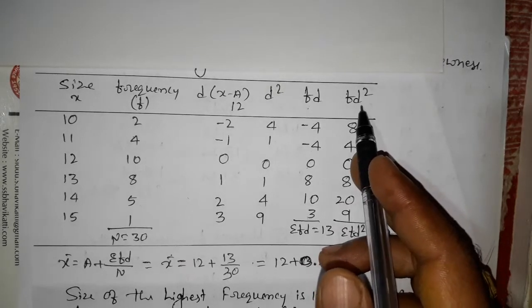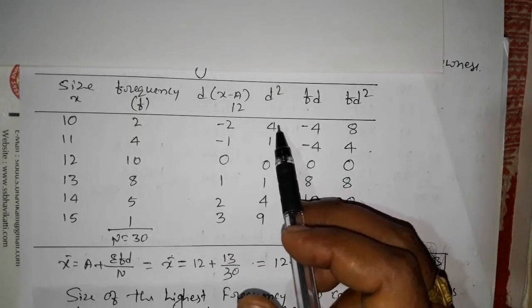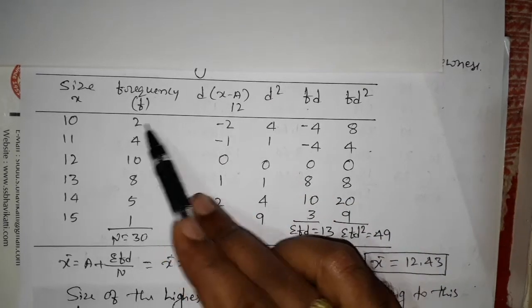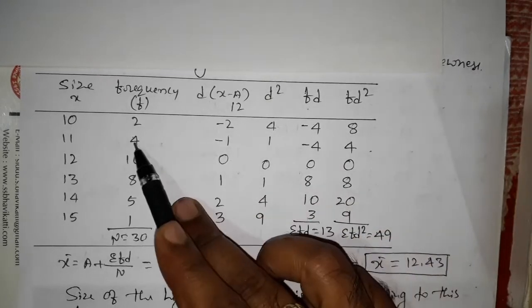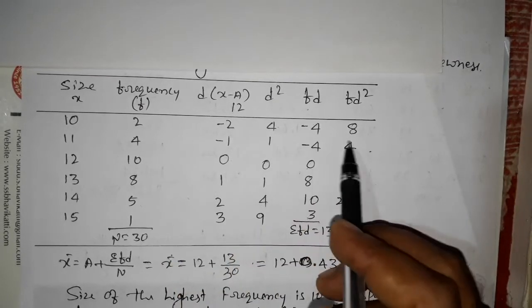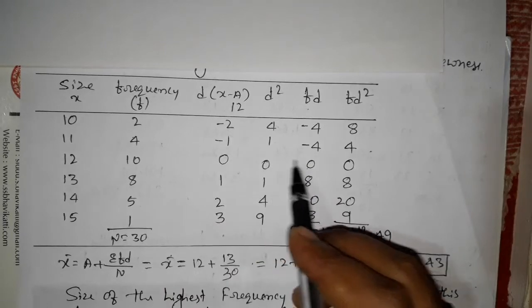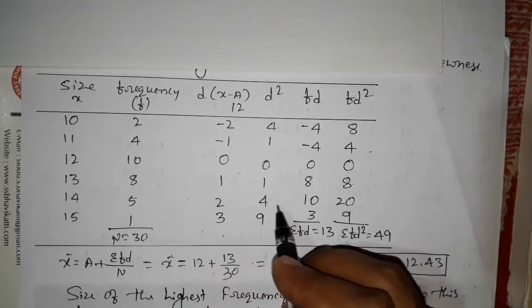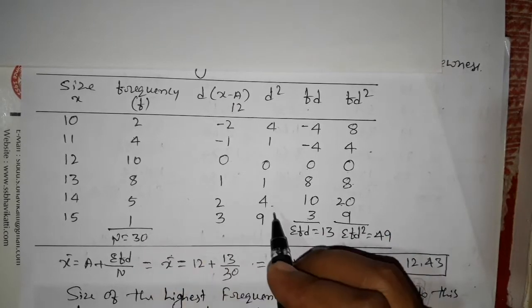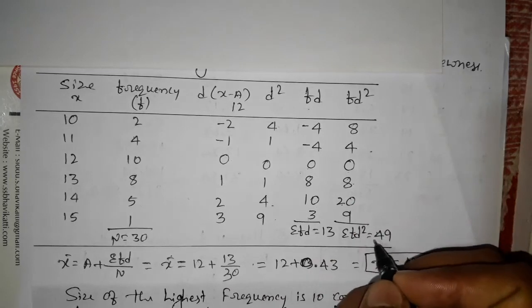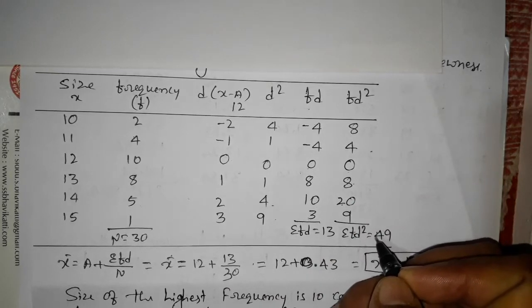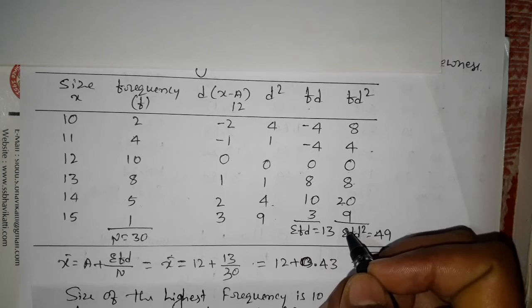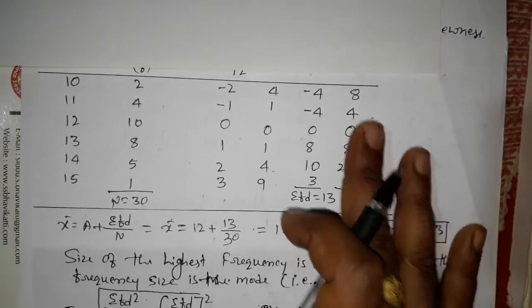Then fd square, f into d square is fd square. 2 into 4, you will get 8. 4 into 1, 4. 10 into 0, you will get 0. 8 into 1, you will get 8. 5 into 4, you will get 20. 1 into 9, you will get 9. Add all these things for the total. Then we need to find three things: firstly the mean, next the mode, next the standard deviation.